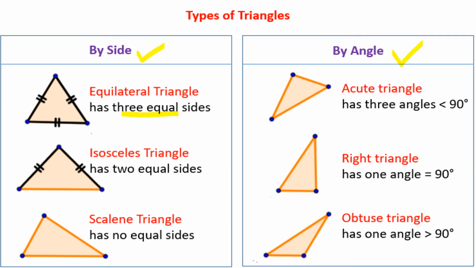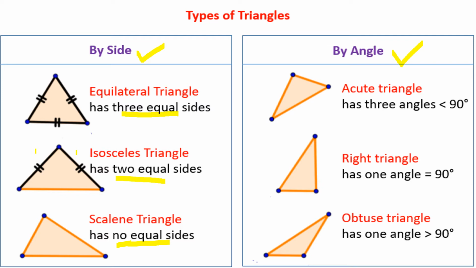The isosceles triangle has two equal sides. Then the scalene triangle has no equal sides. These are based on their sides.